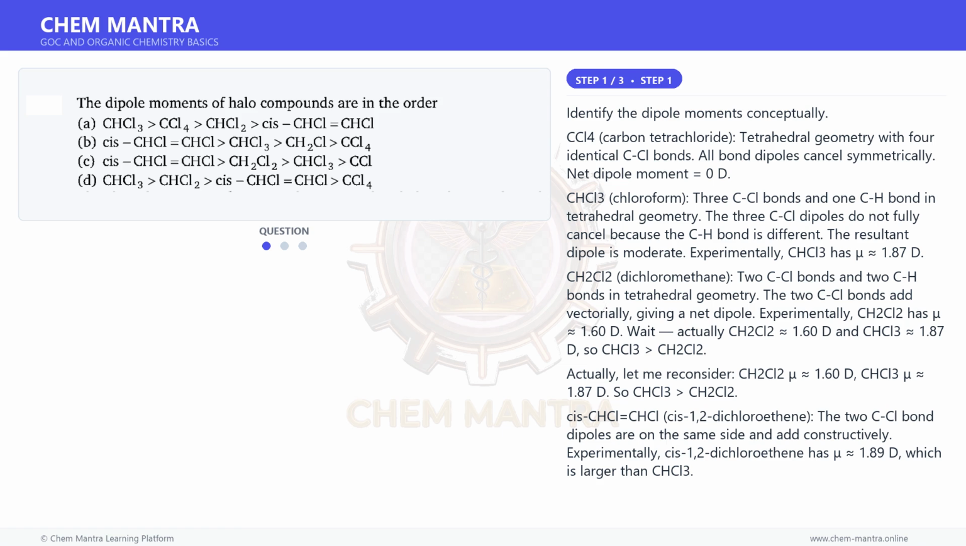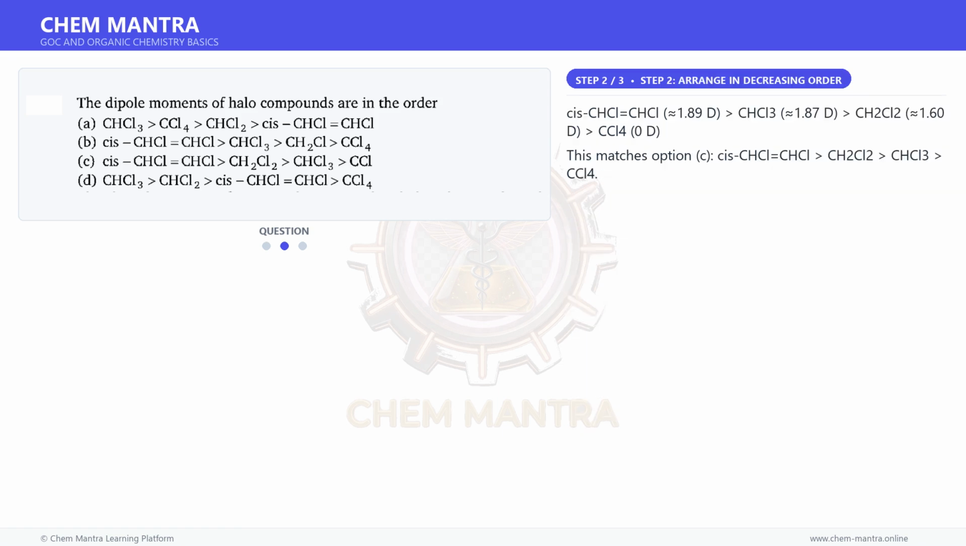Next, cis-CHCl=CHCl, cis-1,2-dichloroethene. The 2 C-Cl bond dipoles are on the same side and add constructively. Experimentally, cis-1,2-dichloroethene has mu 1.89 D, which is larger than CHCl3. Moving on to the next step.